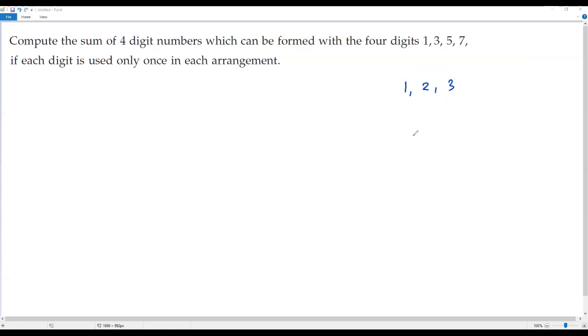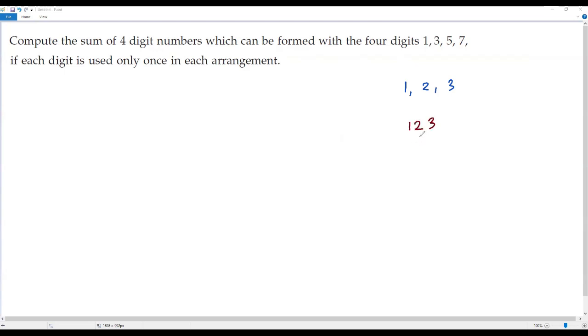Let me write those 6 3-digit numbers. In this case, I can display them. But in 4-digit numbers, it's a bit difficult because we have to write 24 4-digit numbers. But in this case, we get only 6 3-digit numbers. Let me display. That is, the first 3-digit number is 123.